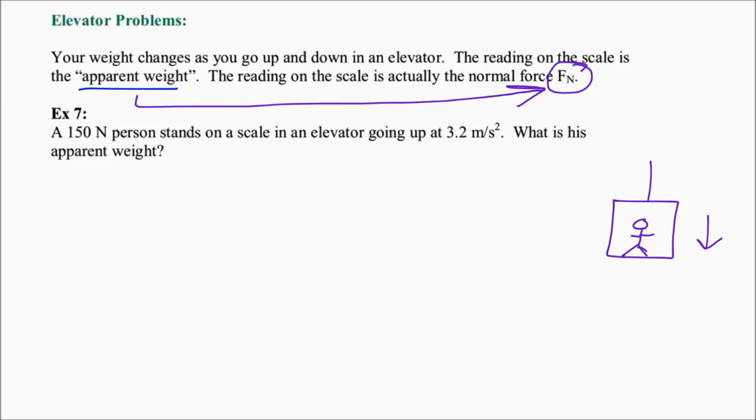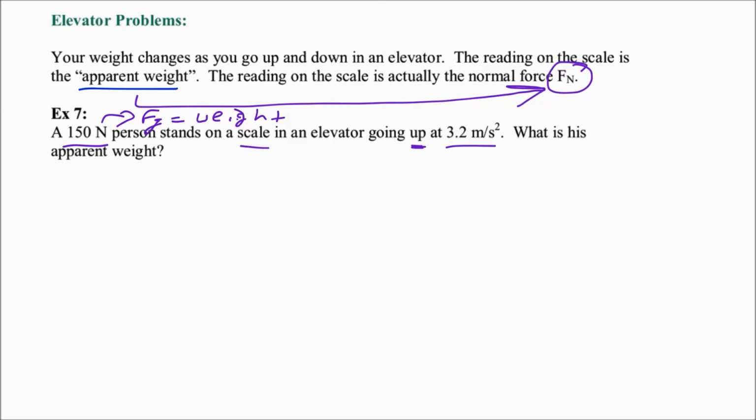Alright, so let's start working this out. We've got a 150 Newton person. Now remember, since they gave us newtons, that is the force of gravity, which is the weight of the person, not the mass. Newtons is for weight, kilograms would be for mass. And they are standing on a scale, like a bathroom scale, in an elevator that's going up at 3.2 meters per second. What is his apparent weight? And remember, they are asking for the normal force if they are asking for the apparent weight.